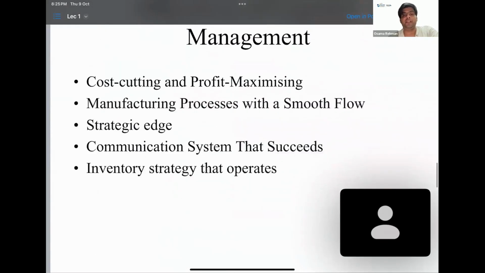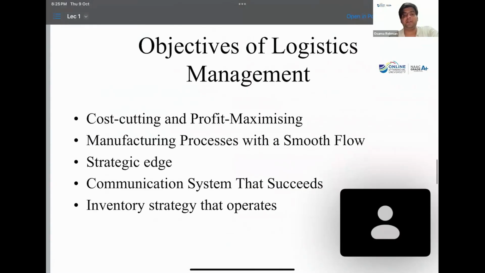Now coming to the objective of supply chain management. But before that, let's take Q&A, so let me know if you guys have any query on the evolution of logistics management.